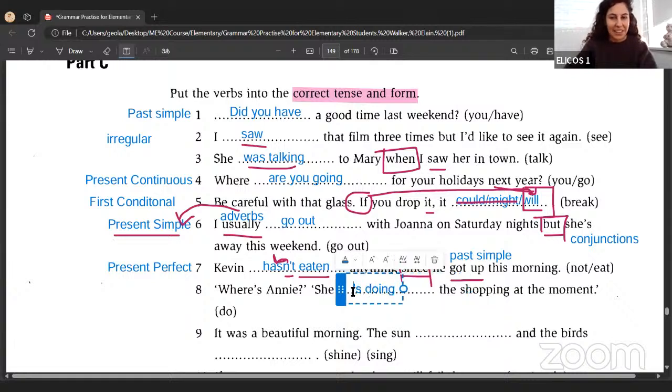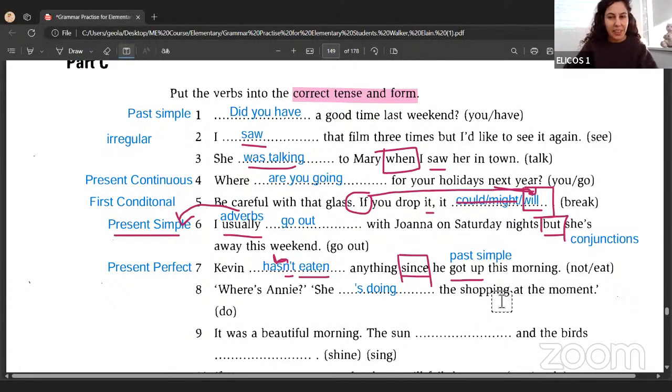Yeah, not a common way to say that in English. That's why I thought, is it correct? We say, where's Annie? She's shopping at the moment. We don't really say she's doing. We just say she's shopping. Where is she? She's shopping. Or we say, where is she? She's out shopping. That's more common English.